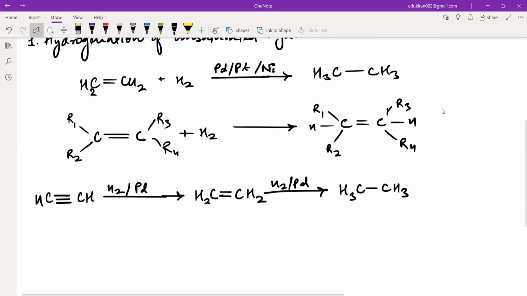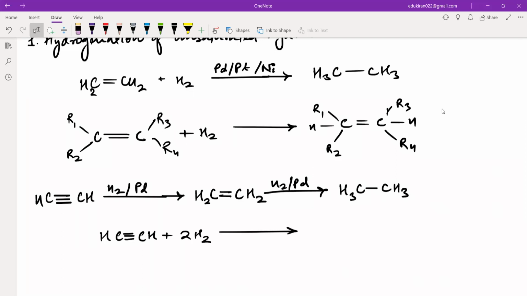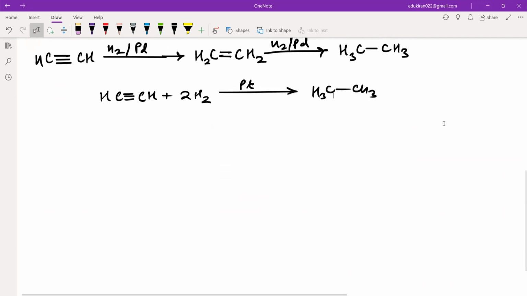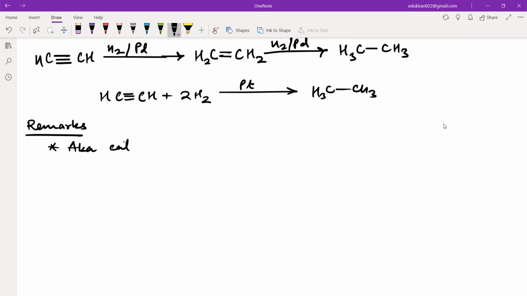So directly I can write, if I have an alkyne, then I will need 2 moles of hydrogen and some catalyst to get CH3 and CH3 bonded with a single bond. Next are some remarks regarding this. This is also known as catalytic hydrogenation, since we are using Pt, Pd, and nickel; these are catalysts for hydrogenation.